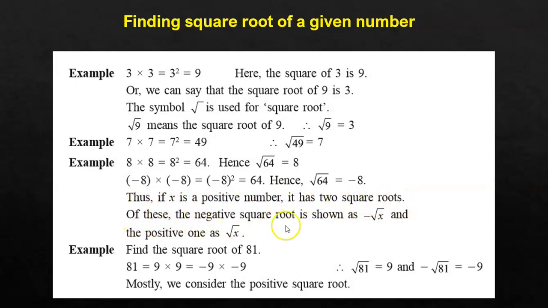Of these, the negative square root is shown in this way. This is called the negative square root. And the positive one is shown this way. We don't write the positive sign, it is just shown like this.